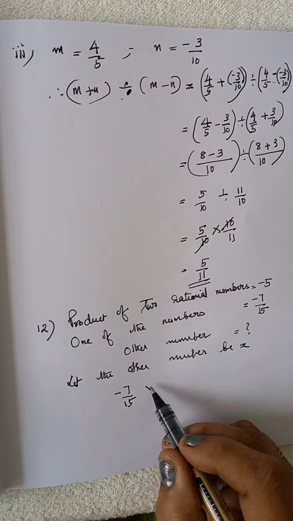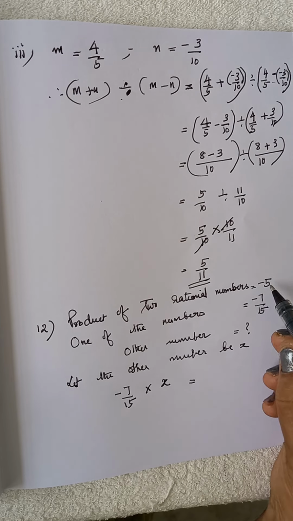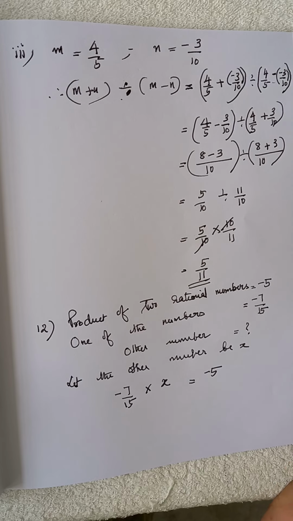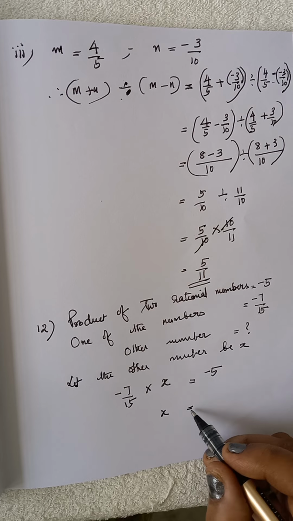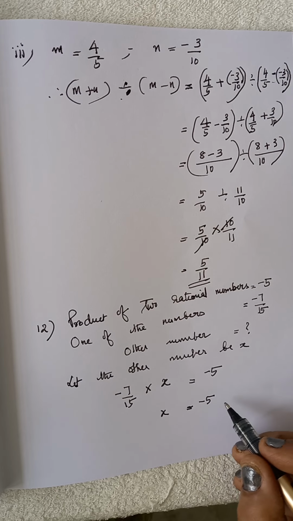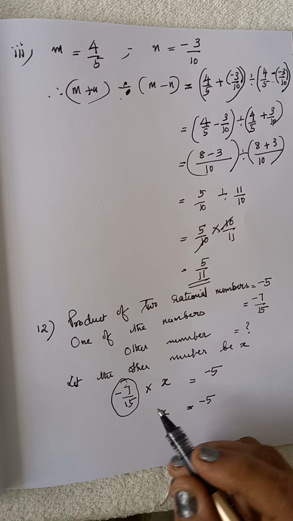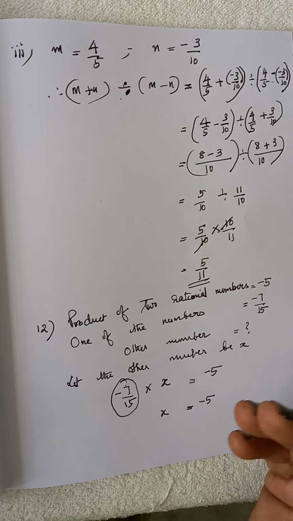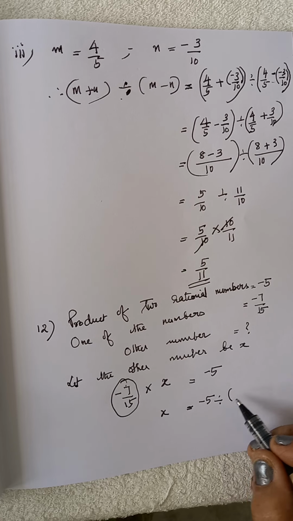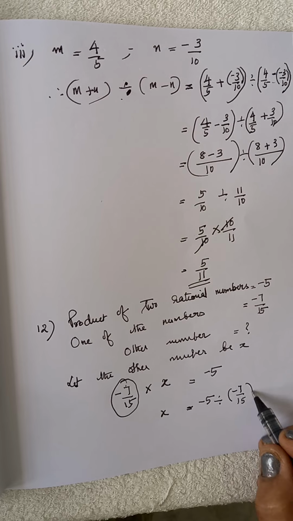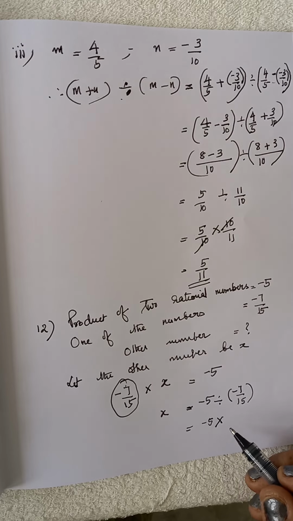So we can write, one of the numbers is given as minus 7 by 15, and that into the other number x is equal to the product of the numbers, which is given as minus 5. Now we want x, so we have to write the right side first, minus 5. Here this minus 7 by 15 is multiplied with x, so we want to take that to the other side, the right side of the equal sign. So that will get divided by minus 7 by 15.